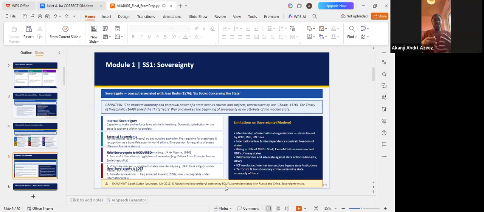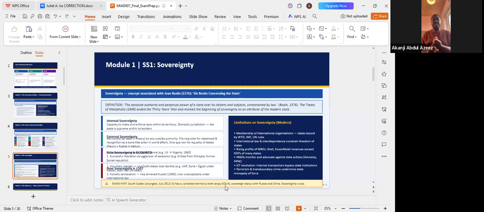Understand? Recognition of new territory. That is, you recognize that this territory belongs to you. In 2011, South Sudan was recognized as no more part of Northern Sudan. Understand? So that is how a country can get its sovereignty, but sometimes a country can also lose its sovereignty. In my slide, I just jumped through everything, but if you take your time, you can see it very well. So how can a country lose its sovereignty? There are two ways a country can lose its sovereignty.